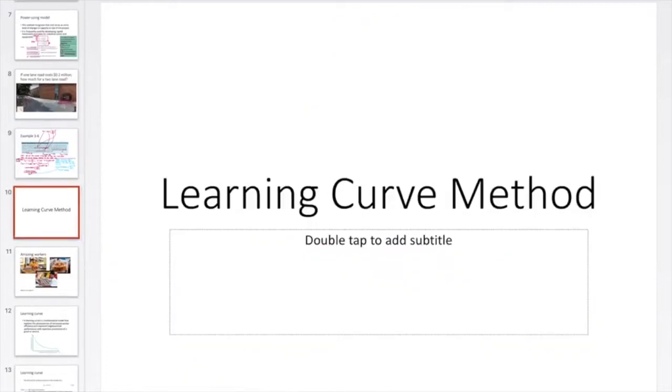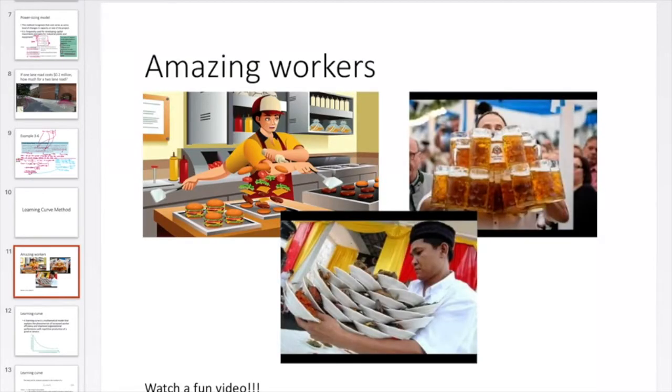Okay. Then we have another estimating technique called the learning curve method. This is a very interesting method because it's describing a very common phenomenon we can see in daily life. So here the three images show you that the more practice you do, the more efficient you can be, right?